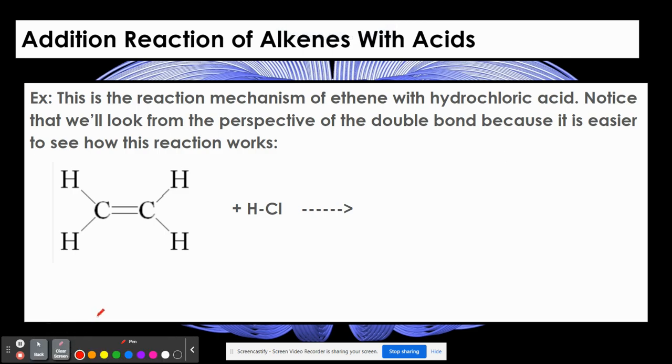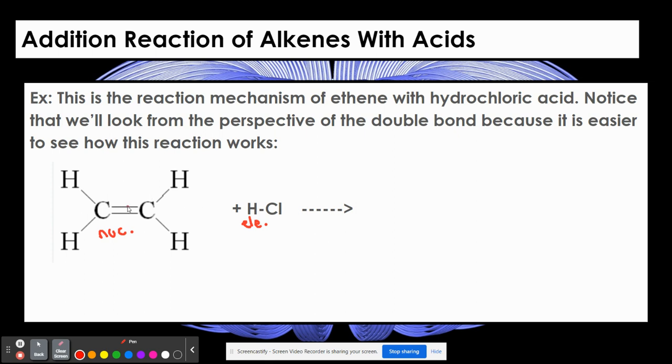So what's going to happen here is we are going to show the addition of hydrochloric acid to my alkene, which happens to be ethene in this case. As you saw in the previous slide, your double bond is going to act as your nucleophile. So I'm going to call that NUC for nucleophile. And the hydrogen here is going to be your electrophile. I'm just going to put ELE to represent electrophile.